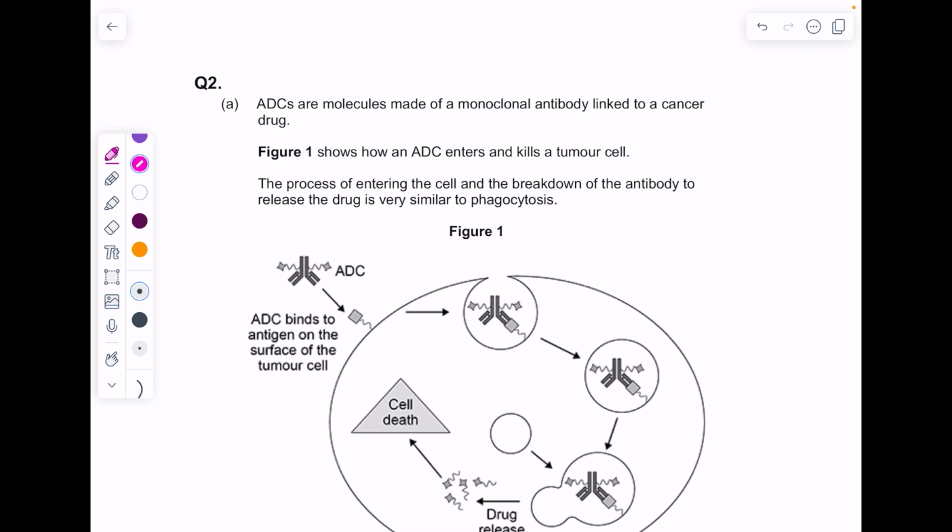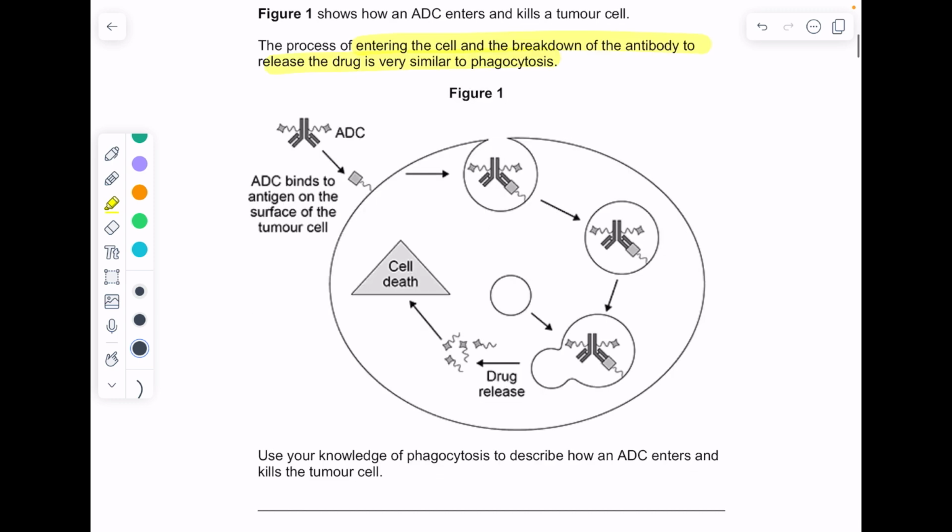ADCs are molecules made of a monoclonal antibody linked to a cancer drug. Figure 1 shows how an ADC enters and kills a tumour cell. The process of entering the cell and the breakdown of the antibody to release the drug is very similar to phagocytosis. So we have ADC binding to the antigen on the surface of our tumour cell. And look, this does look incredibly similar to phagocytosis. So when it gets enclosed and then is released, it's going to cause cell death.